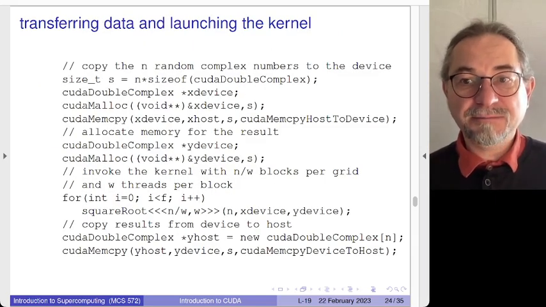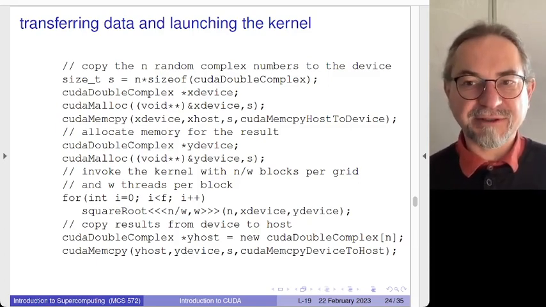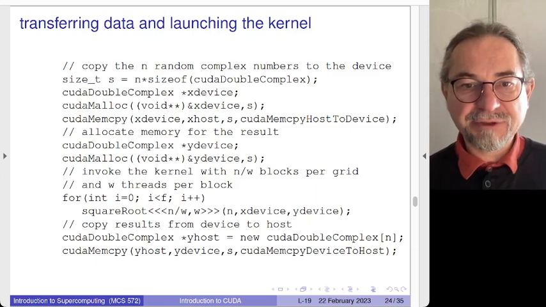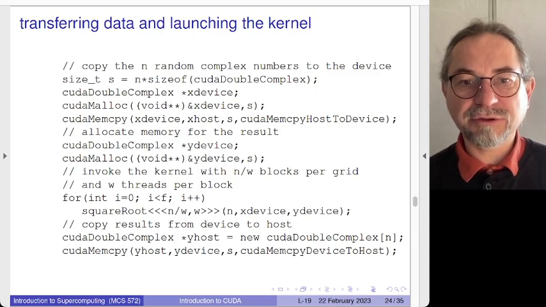Okay, so in some sense, doing the square root can then be defined simply with the polar representation also. This could be an extra check on whether this really works. Okay, so here we have everything together. So we have the transfer of the data, the launching of the kernel, and then the copying of the data from the device to the host.